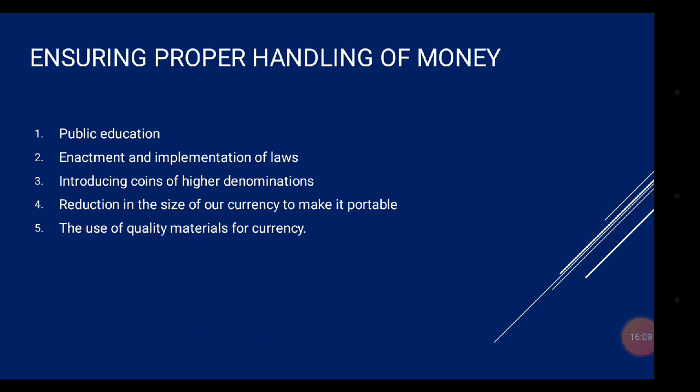Enactment and implementation of laws. There should be laws that will be implemented. For example, when you write on money, this is what will be done to you. When you are seen folding money, you'll be made to pay a fine. When you make money dirty, you'll be imprisoned for some number of days or weeks and all that. If these laws are made and implemented, people will not handle money improperly.